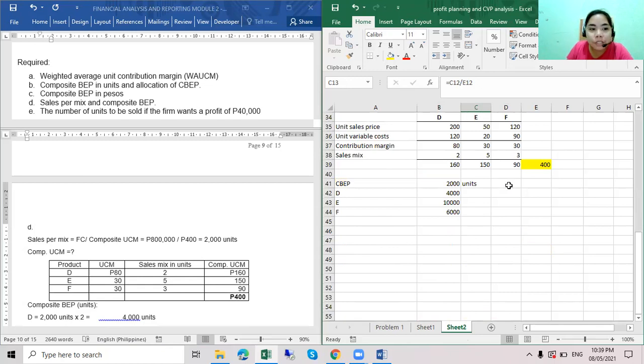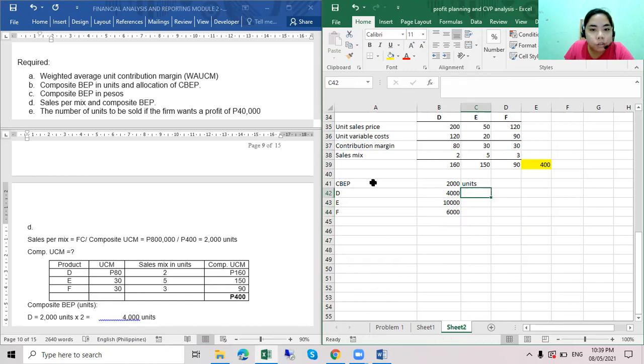When we speak of composite contribution margin, we use the unit contribution margin in total, class, not in percentage. Once we use the percentage, it is called the weighted average unit contribution margin. That is why our answer is still the same. When we use the weighted average unit contribution margin and the composite unit contribution margin, we will still arrive at the same number of units at which we will be at break-even point.